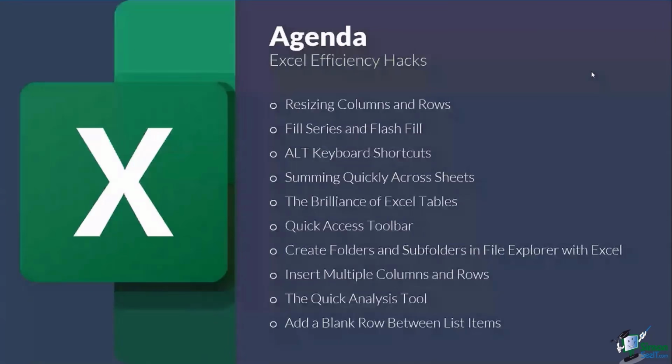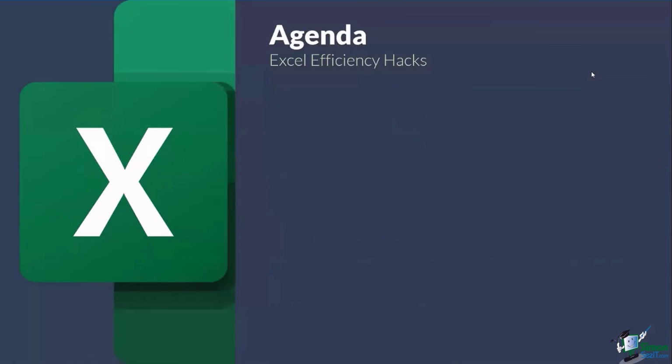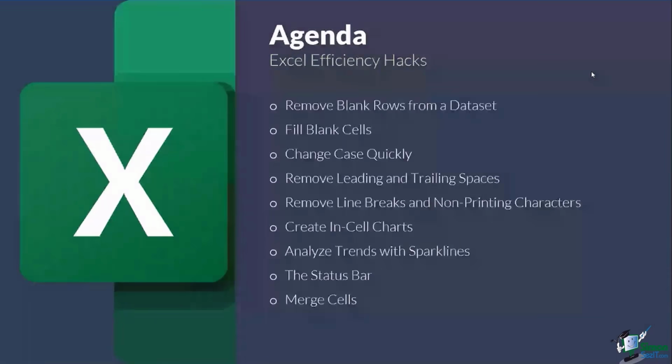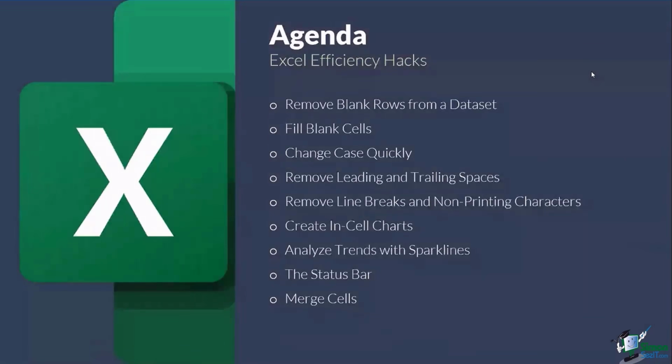As I said, inserting multiple columns and rows. I'm going to show you the quick analysis tool in Excel if you want to create very quickly things like charts and tables, things like that. I'm going to show you a little trick for inserting blank rows between list items if you ever need to do that. And we're going to take a look at a few little data cleaning things as well.